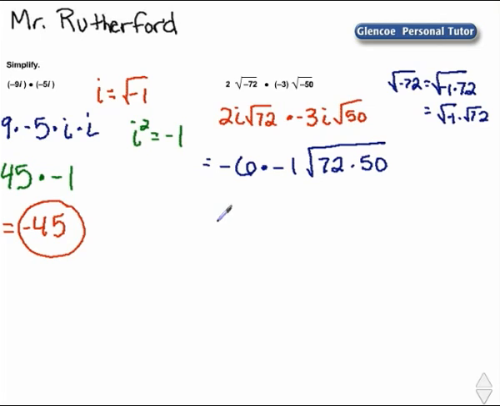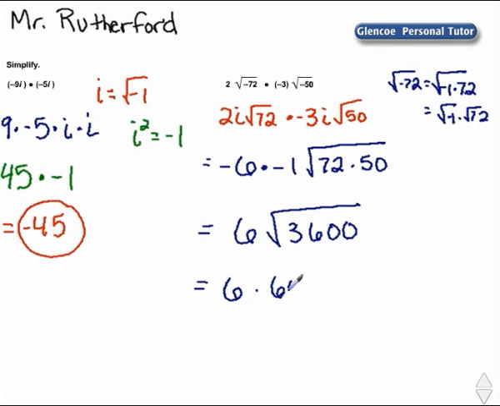Negative 6 times negative 1 is equal to 6. Then we have the square root of 72 times 50, which is equal to 3,600. Now the square root of 3,600 is equal to 60, so we have 6 times 60, which is equal to 360.